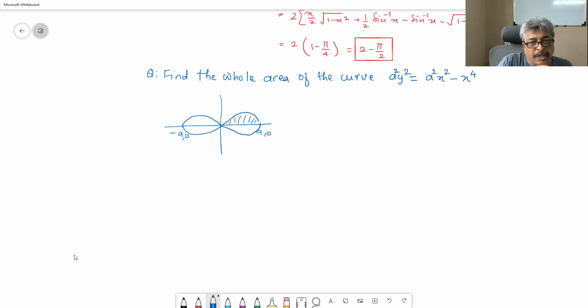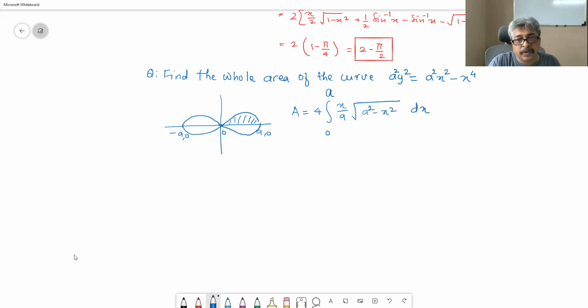Everything is the same. So 4 times the area from 0 to a. The required area is 4 times the integral from 0 to a, taking the positive root, y is equal to x by a radical a square minus x square. Okay, so that is the required area. Now it is your skill to deal with this.